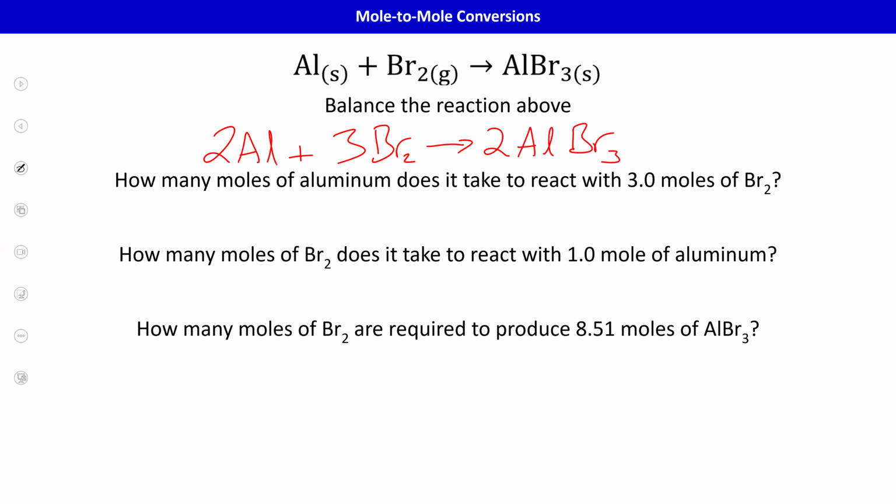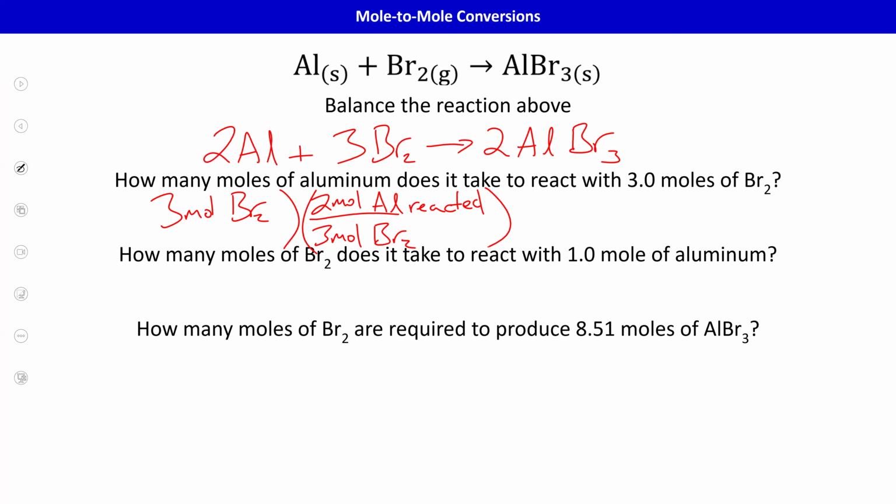If we want to show that mathematically, if you're not seeing it, this is what I mean by when we switch out hamburgers for chemicals, it makes it seem a lot harder than it is, but it's still the same math, it's still the same logic. If I want 3 moles of bromine to react, well, for every 3 moles of bromine, it takes 2 moles of aluminum. I just pulled those numbers straight from the balanced reaction.